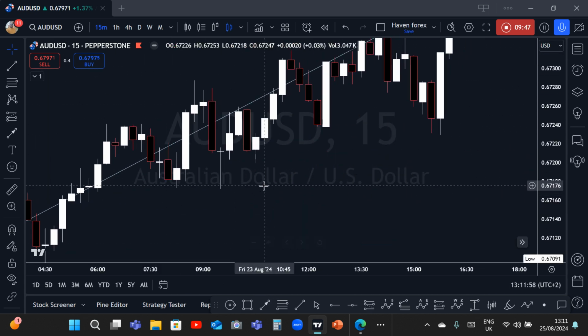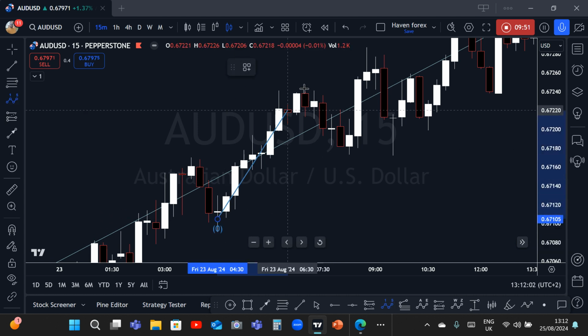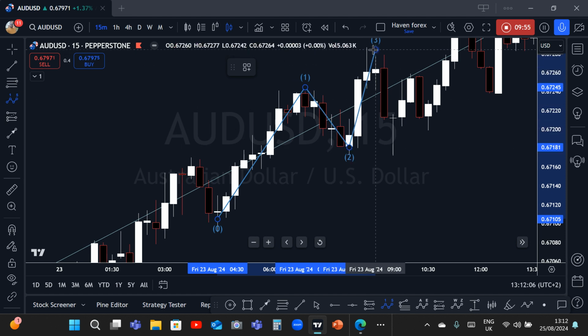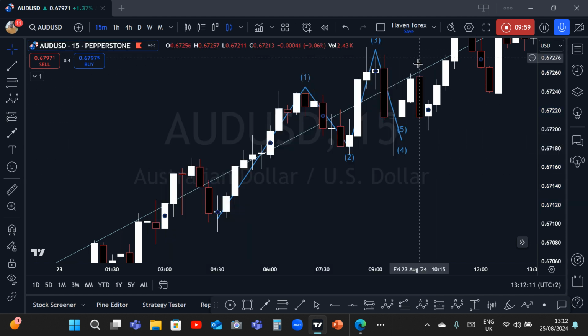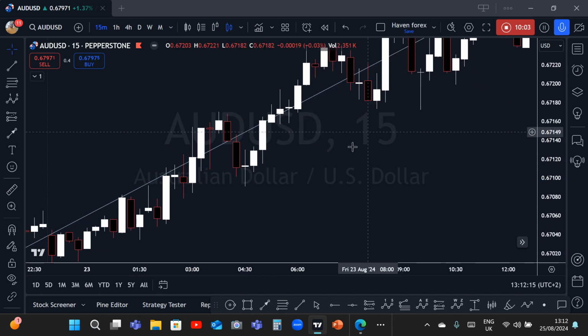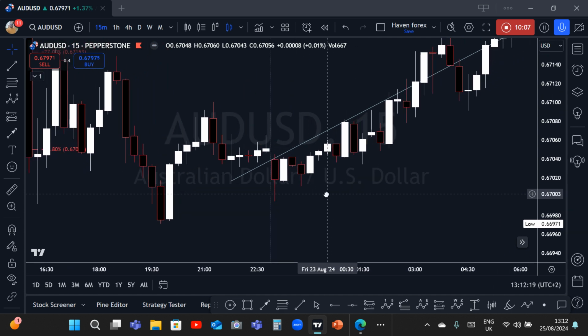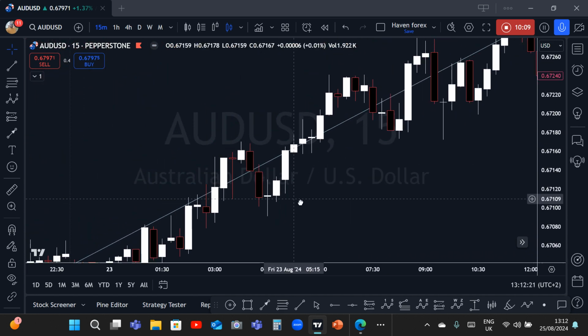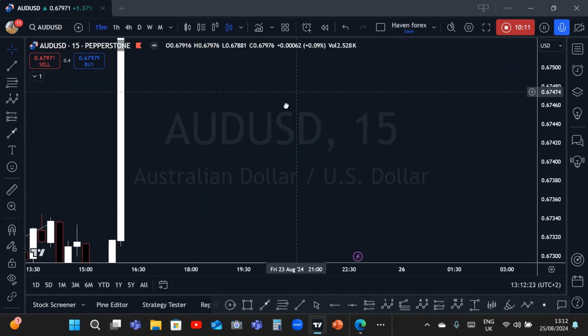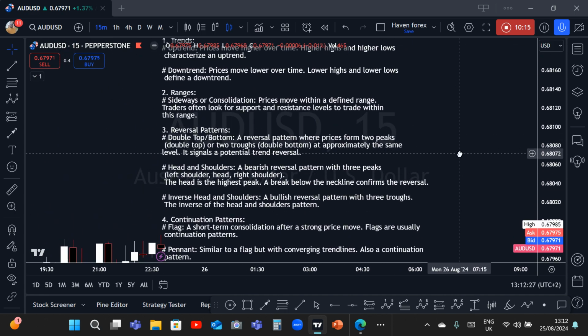We have the higher highs, the higher lows. That is the character of an uptrend. Anytime you see a character like this, you know that it's an uptrend. So it's very clear and simple.